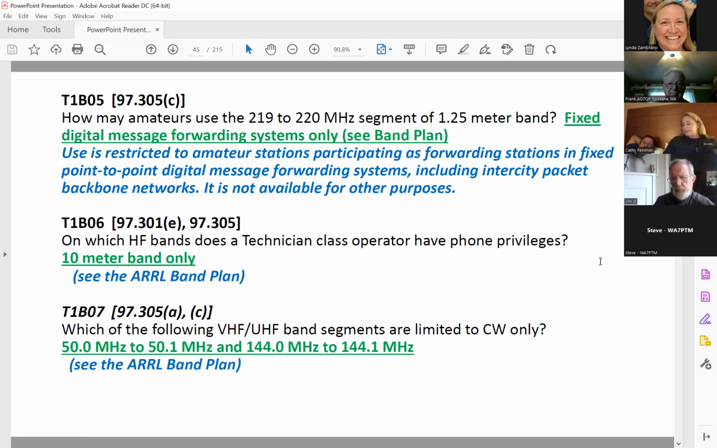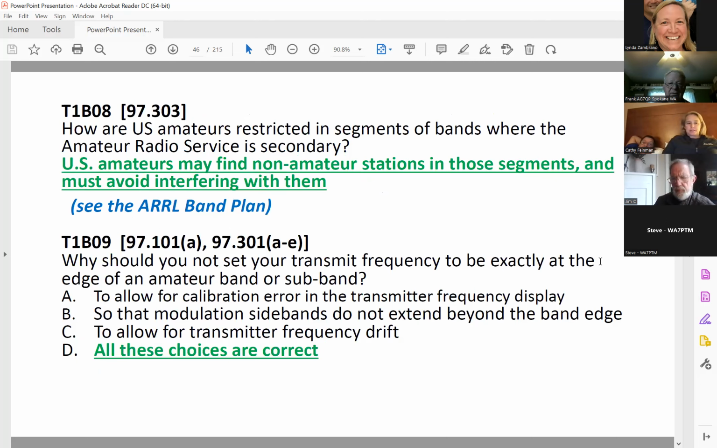How are U.S. amateurs restricted in segments of bands where the amateur radio service is secondary? Well, when you're secondary, it means you come in second. That means if someone is there working on that frequency where you want it to be, you can't operate on that frequency. So that's what it means. Must avoid interfering with them.